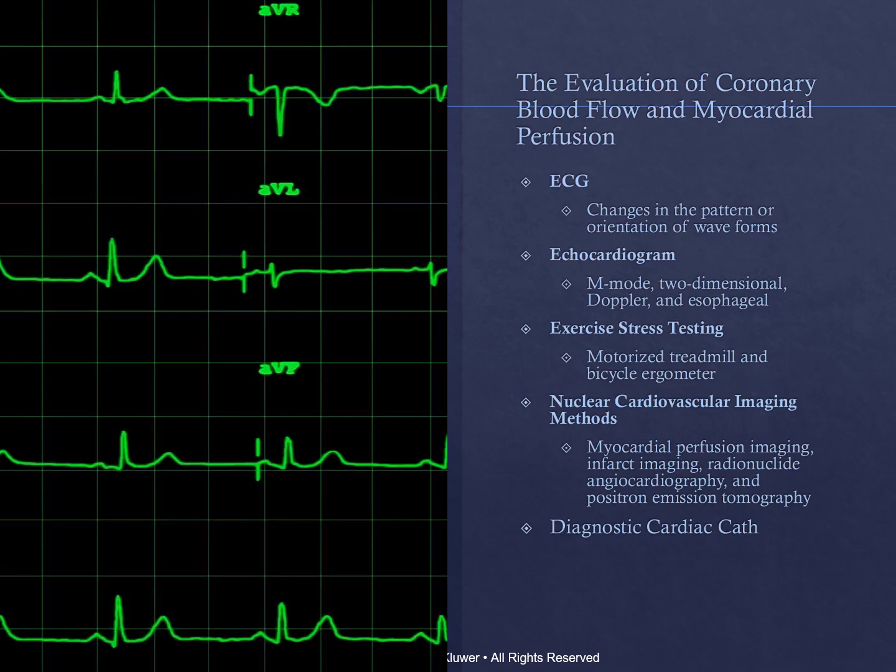Other diagnostic tools are things like echocardiogram. This is an ultrasound imaging of the cardiac structures. So we use that a lot to, again, evaluate things like cardiac structure and function.